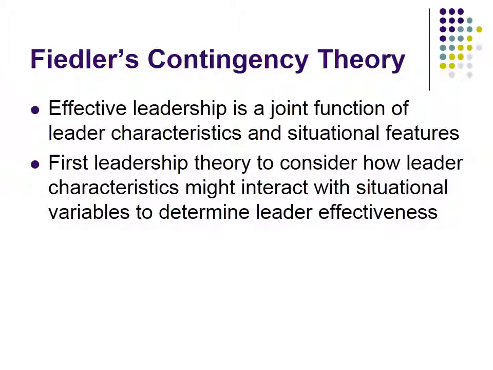The idea is that we do want to know what the leader's traits are, and we do want to know how the leader behaves, but then we need to ask, what is the situation that leader is in? So this is the first leadership theory to consider how leader characteristics might interact with situational variables to determine leadership effectiveness. Remember also that the limitation of trait theory was that it was fairly successful at determining who would emerge as a leader, but not as successful at determining who would be effective as a leader.